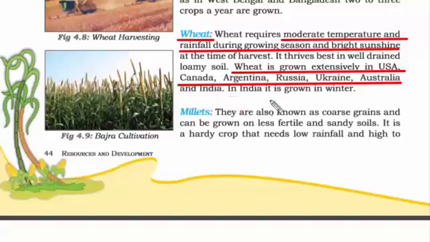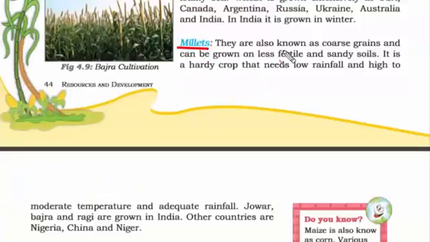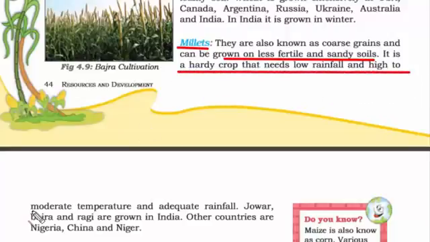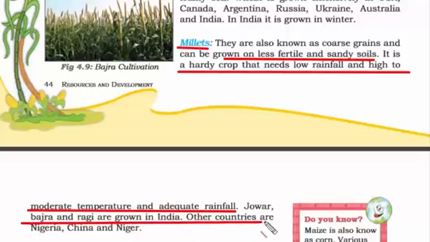And remember, in India, we grow wheat at the time of winter. The next one is millets. They are also known as coarse grains and can be grown on less fertile and sandy soil. So it is a hardy crop that needs low rainfall and high to moderate temperature and adequate rainfall. So jowar, bajra and ragi are grown in India. Other countries are Nigeria, China and Niger. Oh, by the way, millets are also called bajra.